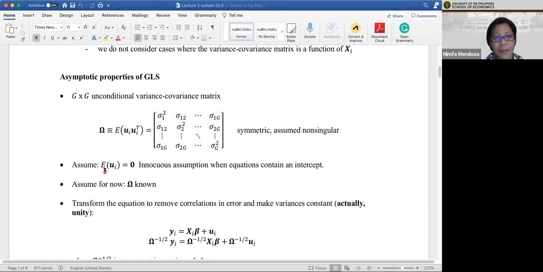Usually we assume that the expected value of U sub i is 0. This is an innocuous assumption when the equations contain an intercept, so the non-zero components of the disturbances will just be absorbed by the intercept. Since we're taking GLS, in contrast to feasible GLS, which we would take later, we assume that this omega is known. Then we would derive the GLS estimator.